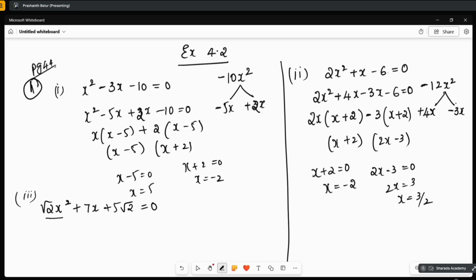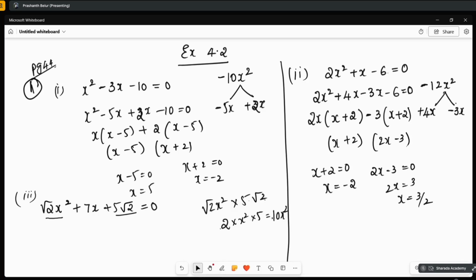The root 2 x square term and the constant, I have to multiply. Root 2 x square into 5 root 2. Root 2 into root 2 is what? 2, into x square into 5. Again, I repeat, root 2 into root 2 is 2, so you will get 10x square. 5 2s are 10, 10x square you will get.